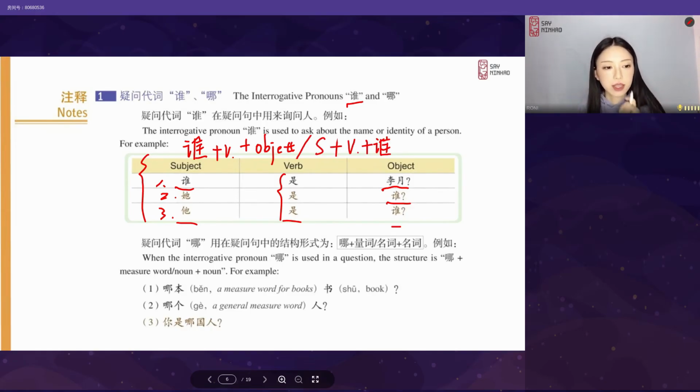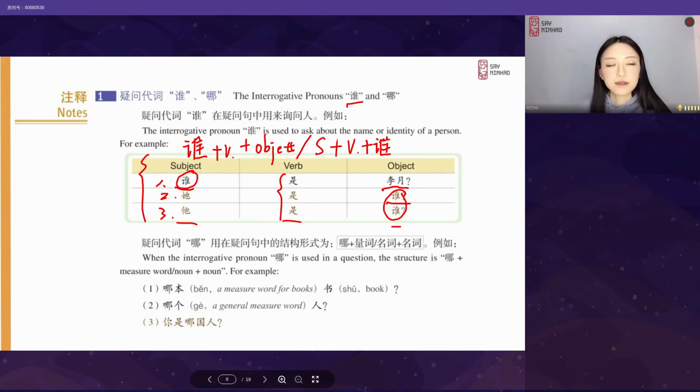Okay, now let's see another thing. You can see sometimes 谁 is at the subject position and sometimes it is at the object position. So it means 谁 can be both parts in the sentence, both elements. It can be the subject and it can be the object. But when will it be the subject and when will it be the object? We can see here, this one.